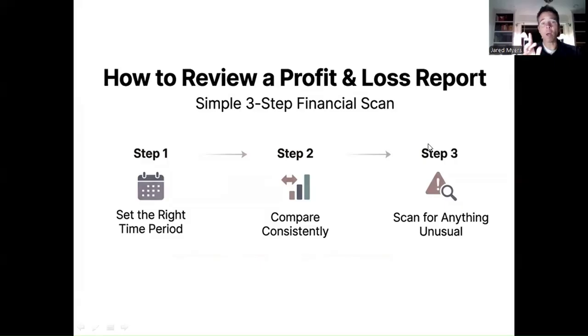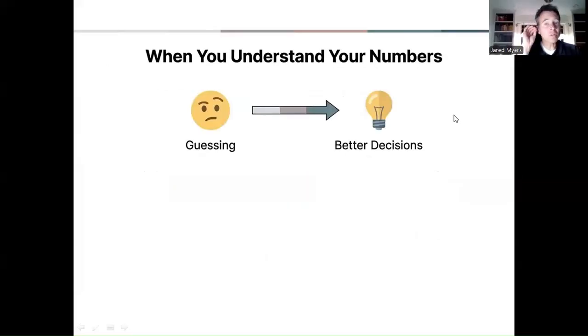So here's the takeaway. The profit and loss isn't complicated. People just use it wrong. If you set the right time period, compare consistently, and scan for anything unusual, you're already ahead of most people using QuickBooks. And the best part, you don't need to be a CPA to do that. You just need to pay attention. Because once you understand your numbers, you stop guessing and start making better decisions. And that's where things get interesting.